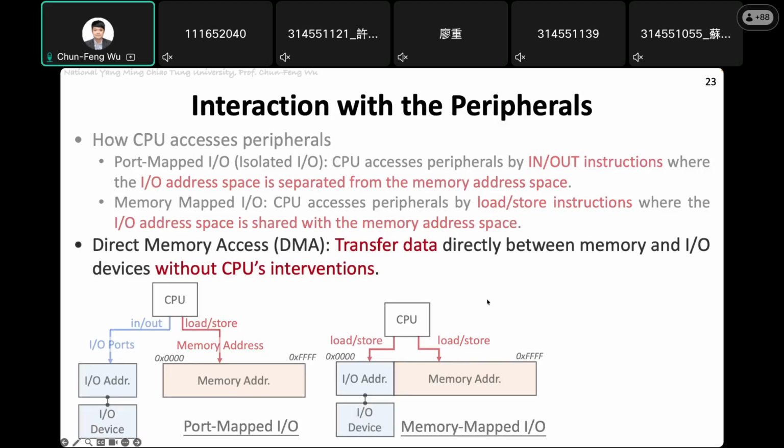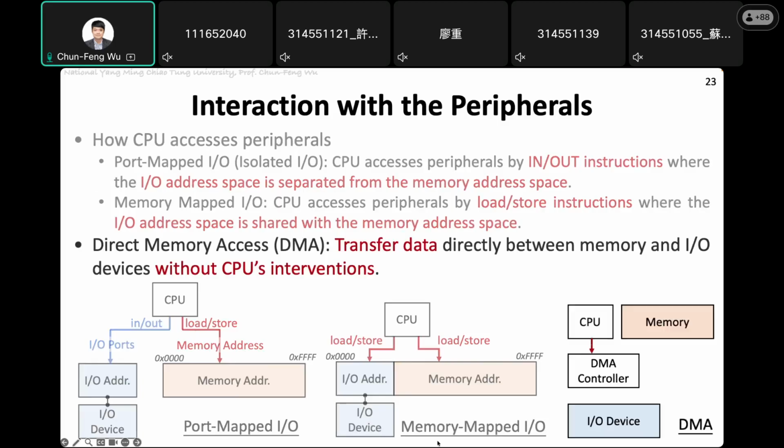And the last thing is DMA. DMA is very different from port-mapped I/O and memory-mapped I/O. It's a very different idea. When the CPU is going to get data from an I/O device, if there is no DMA, the CPU has to read from the I/O device and then move the data to memory. The more data you need to move, the more time the CPU has to spend, and the CPU cannot run other things because it has to monitor the transmission from the I/O device to memory.